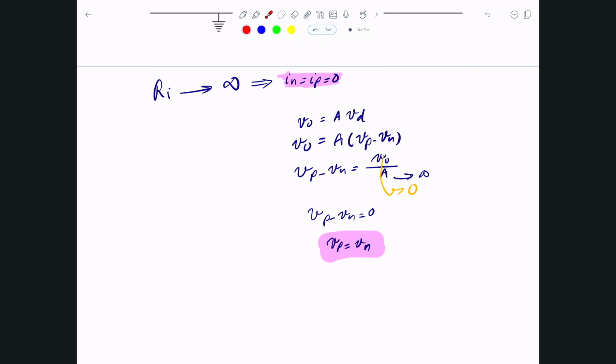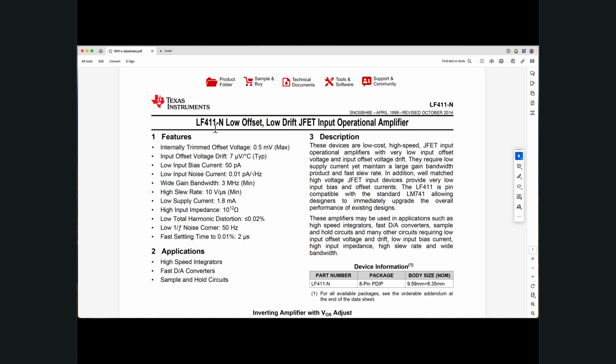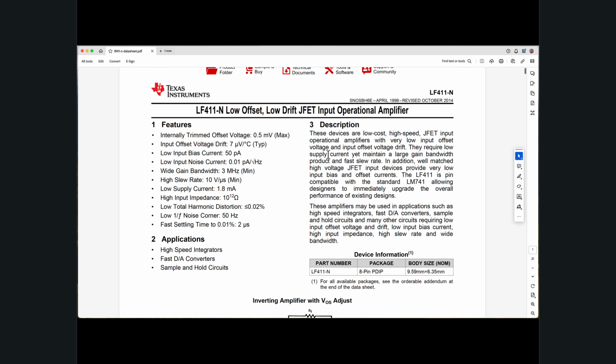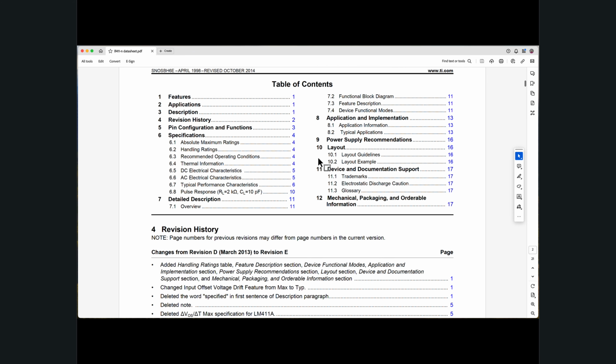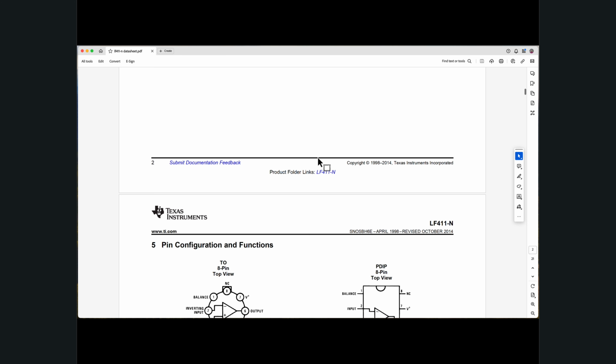Okay, now let's take a look at a real operational amplifier in the real world. Let me take a look at the data sheet of one of these operational amplifiers. Here, I'm showing you the data sheet of the LF411 and LF411A. These are just one of the implementations of an operational amplifier, and this data sheet provides all the information about it. There's a ton of information. I'll just focus on a few things, and you can skim through it.